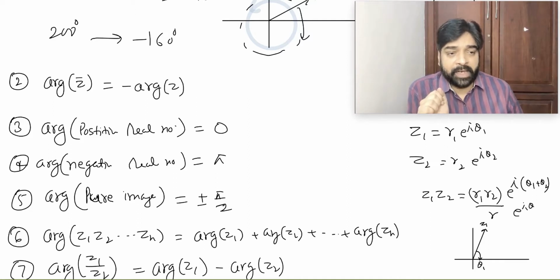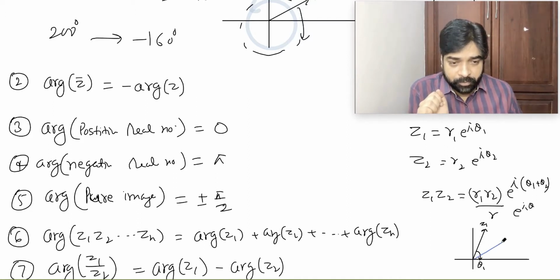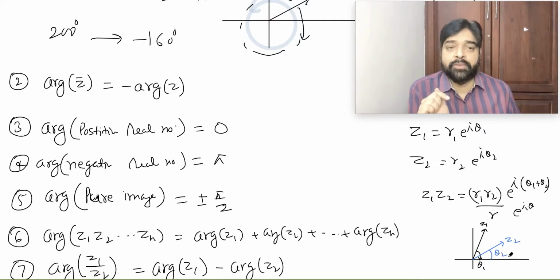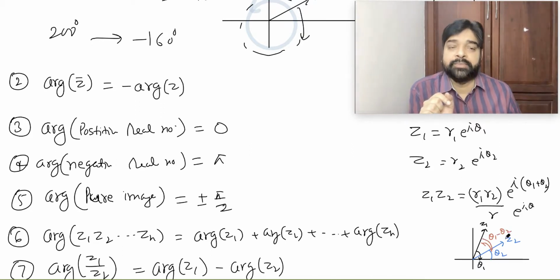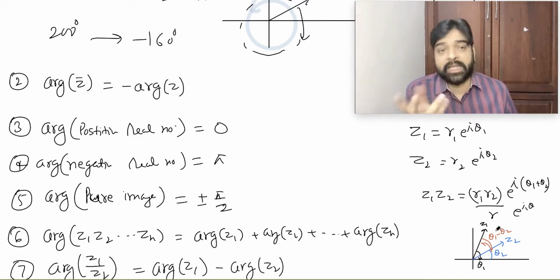Now, let's try Z2. Suppose this is Z2. So what is this angle? Theta 2. Right? Z2 I assume R2 into e power i theta 2. So this angle will be theta 2. Think, theta 1 minus theta 2 will represent which angle? This represents this angle. And that is theta 1 minus theta 2, which is nothing but argument Z1 minus argument Z2, which is argument Z1 by Z2.